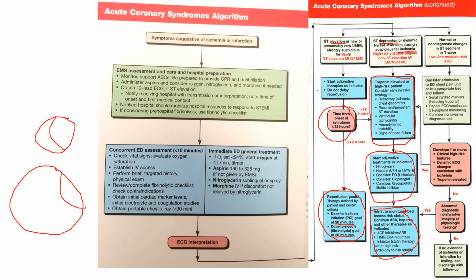Now, what if they have normal or non-diagnostic changes in ST segment or T-wave? This is a low to intermediate risk ACS. Consider admission to emergency department, chest pain unit, or to an appropriate bed and follow serial cardiac markers, including troponin, repeat ECG, and continuous ST segment monitoring. Consider a non-invasive diagnostic test. If they develop one or more of the following, such as clinical high-risk features, dynamic ECG changes consistent with ischemia, or elevated troponin, then you want to go back here and take this pathway.